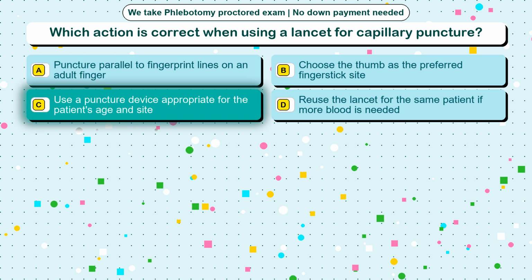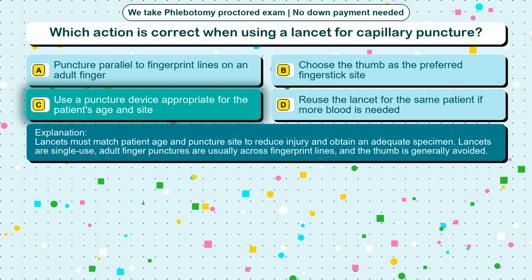The correct answer is option C, use a puncture device appropriate for the patient's age and site. Lancets must match patient age and puncture site to reduce injury and obtain an adequate specimen. Lancets are single-use, adult finger punctures are usually across fingerprint lines, and the thumb is generally avoided.